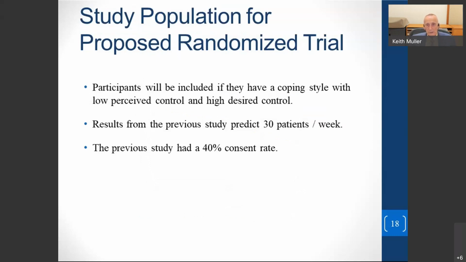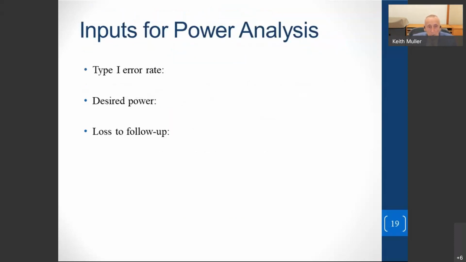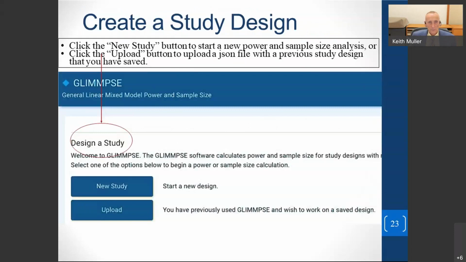Participants will be included if they have a particular coping style that I mentioned earlier. From our previous work in the clinic in the dental school, we expect 30 patients per week available. And the previous study from which we're going to be using some of the numbers had a 40% consent rate. So we need to know a type 1 error rate. We need to know the desired power, and we're going to consider 3 different powers. And we need to know something about loss to follow-up if we're going to make a realistic power analysis.